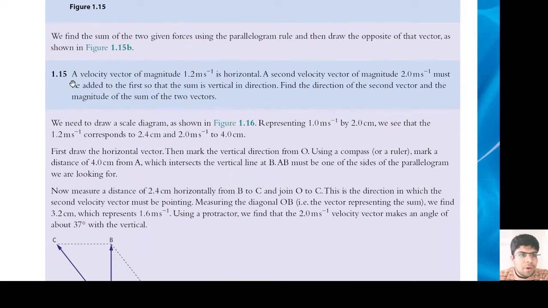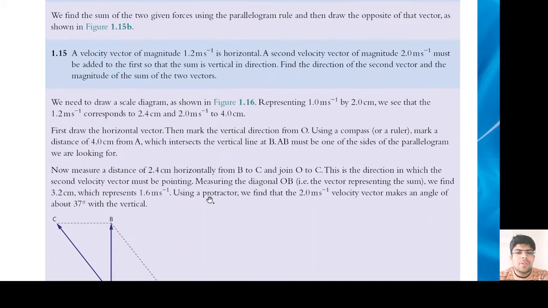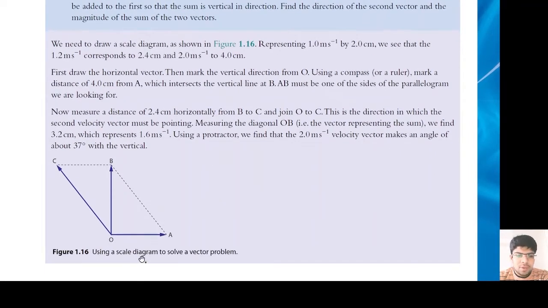Now example 1.15: a velocity vector of magnitude 1.2 meter per second is horizontal. A second velocity vector of magnitude 2.0 meter per second must be added to the first so that the sum is vertical in direction. Find the direction of the second vector and the magnitude of the sum of the two vectors. We need to draw a scale diagram, as shown in figure 1.16 down here, using a scale diagram to solve the vector problem.